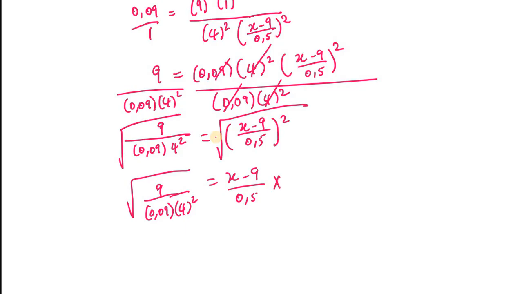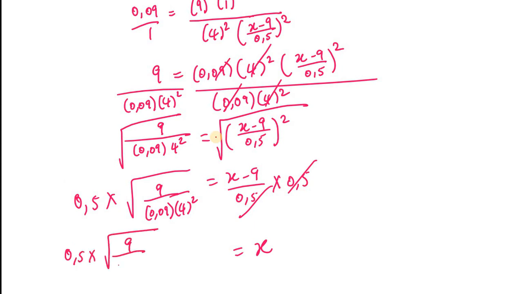Now you multiply both sides by 0.5. Yeah, guys, it's a lot of maths here. Some of us are not good at maths. So this is what you have. And then now for your x, you put 9 to the left, so you'll have 0.5 times the root of 9 over 0.09 times 16, as this is 4 squared, and then plus 9. So, guys, therefore your x will be what? The answer is 10.25 moles.